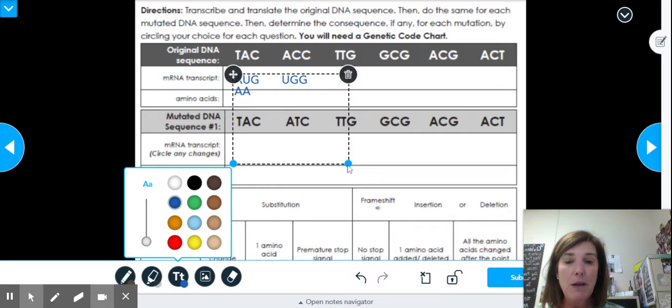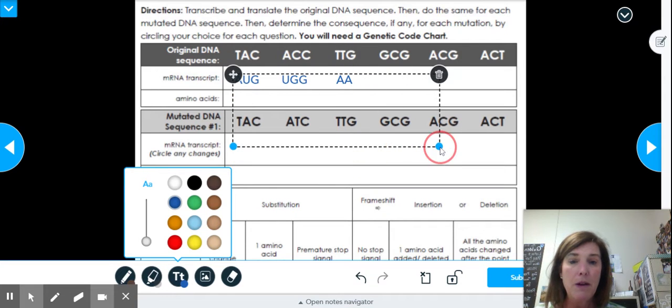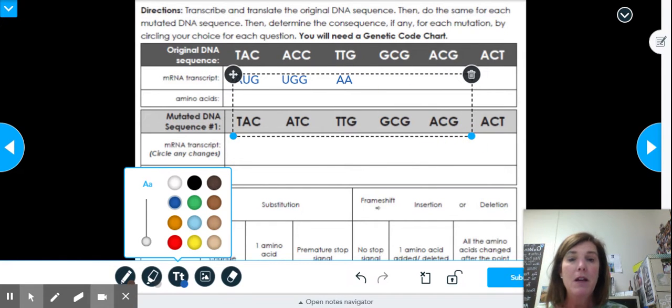Whoops, let me see if I can make it bigger, there we go. T would go with A, T would go with A, and G would go with C. G would go with C, C would go with G, G would go with C. A would go with T normally, but this is messenger RNA, so that becomes U. C would go with G, and G would go with C.